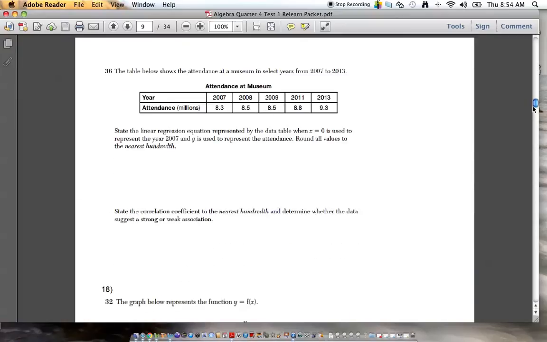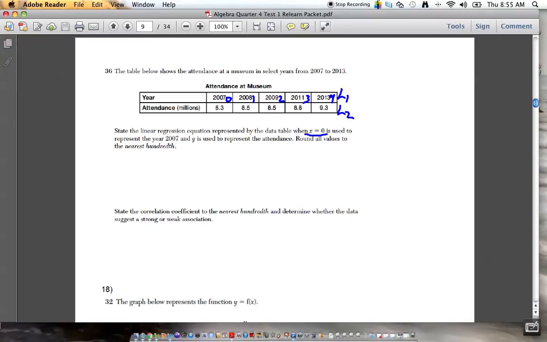Okay, attendance at museum, linear regression. All right, so this is just a matter of going into the calculator. So when you go into the calculator, this is going to be L1, this is going to be L2. The question is, what do you put in there? And it wants you to notice this. It says when x is 0, so this is really 0, 1, 2, 3, 4. Don't put in 2007. Put in 0, put in 1, put in 2, put in 3, put in 4.